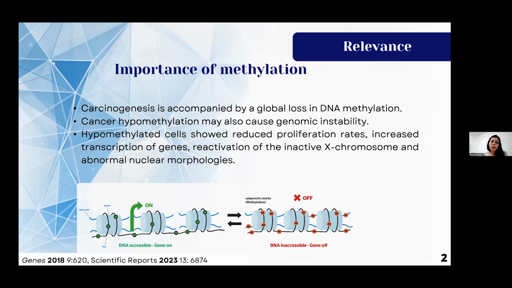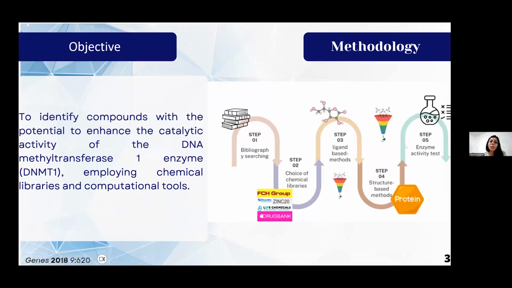Methylation is important in gene transcription because it regulates it. When methylation is downregulated, there is hypomethylation, and this could cause some diseases like some types of cancer, and this may also cause genomic instability. The main objective of this project is to identify compounds with the potential to enhance the catalytic activity of the DNA methyltransferase 1 enzyme, employing chemical libraries and computational tools.